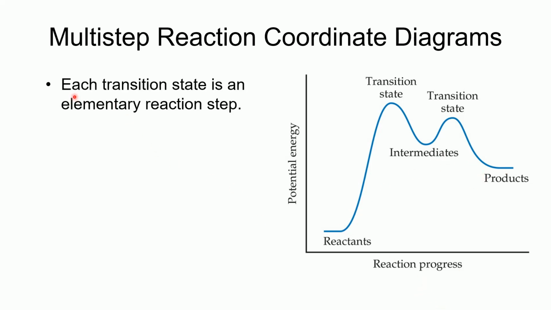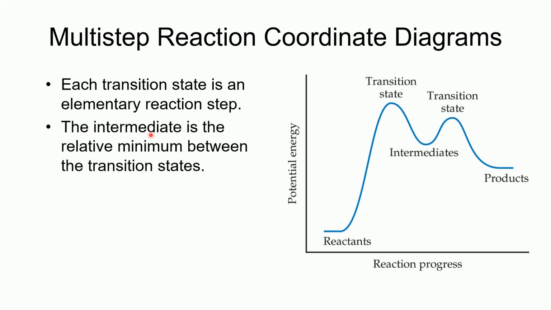Okay. So each step is an elementary reaction step. So each transition state represents an elementary reaction step. So this is a step and this is a step. So you can tell that this is a two-step reaction. The intermediate has a relative minimum in between the two transition states. So here we've got an intermediate in between those two transition states.